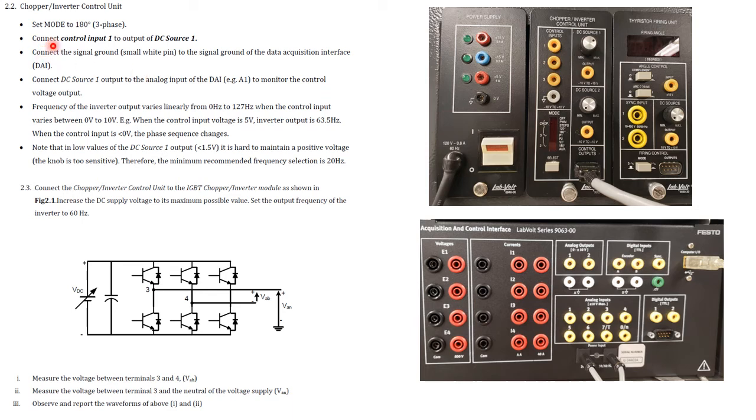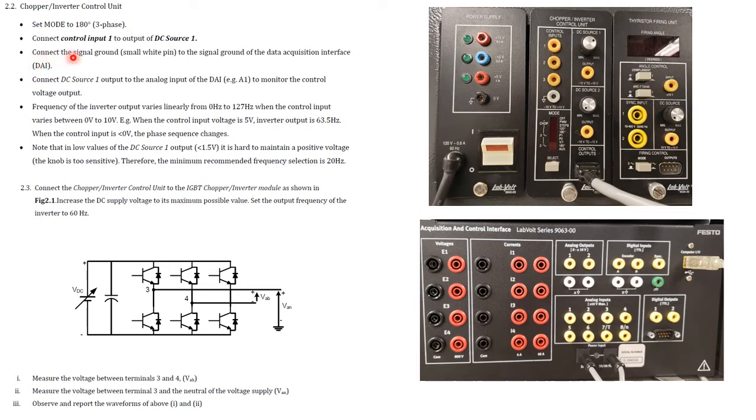Then it says connect control input 1 to the output of DC source 1. What is control input 1? This is control input 1. This is DC source 1, and this is the output of DC source 1. You should connect this to this.